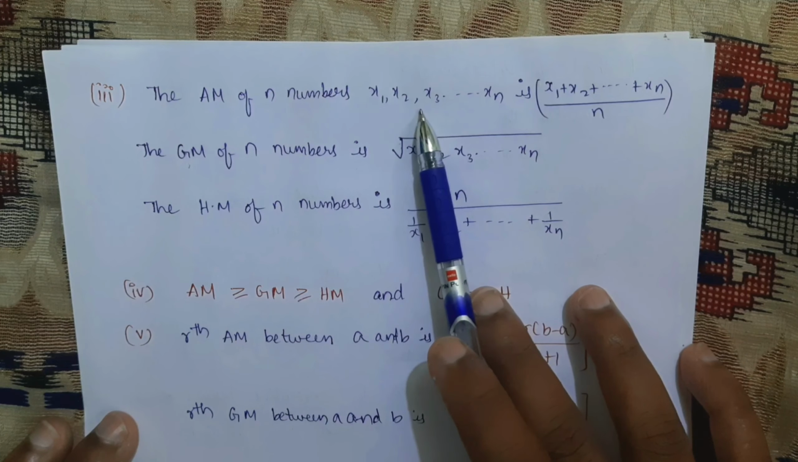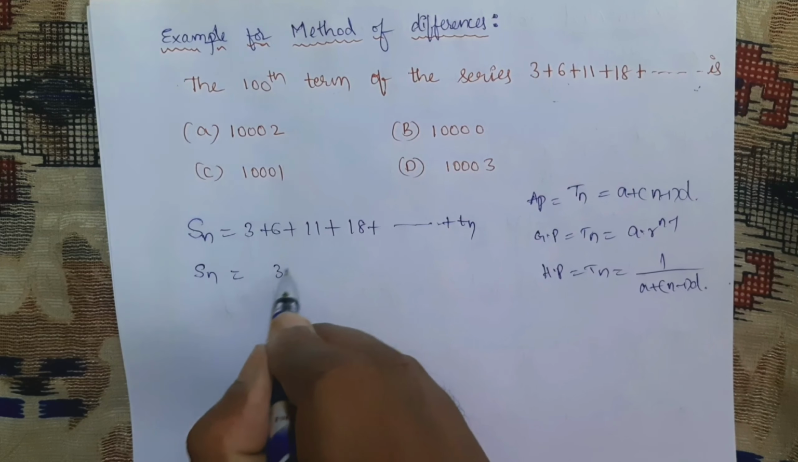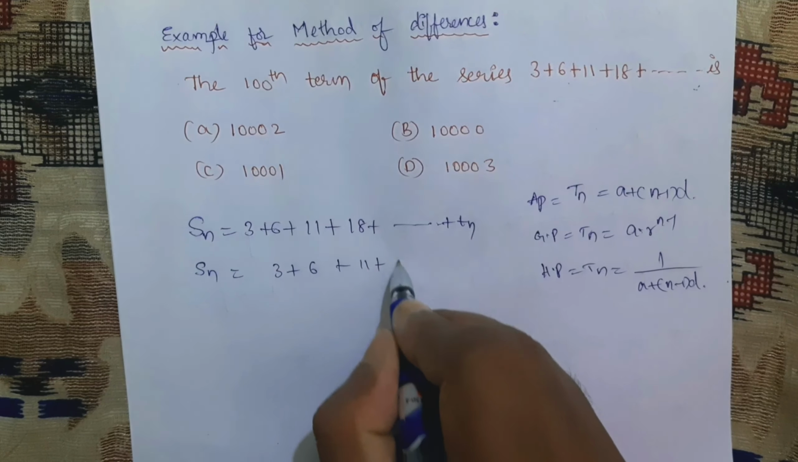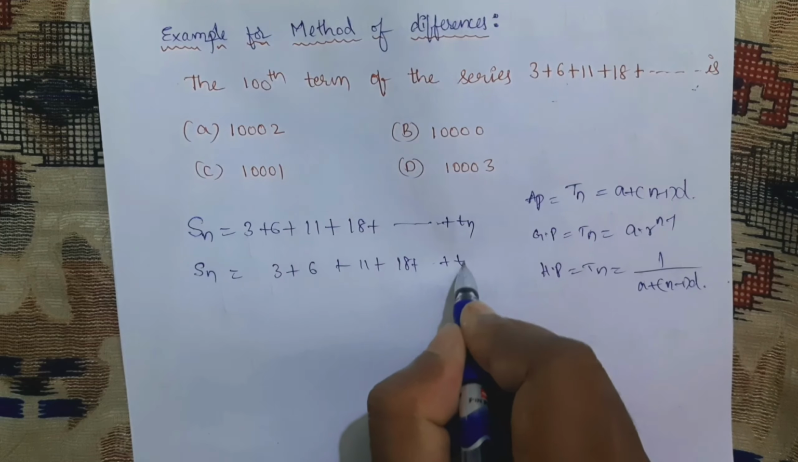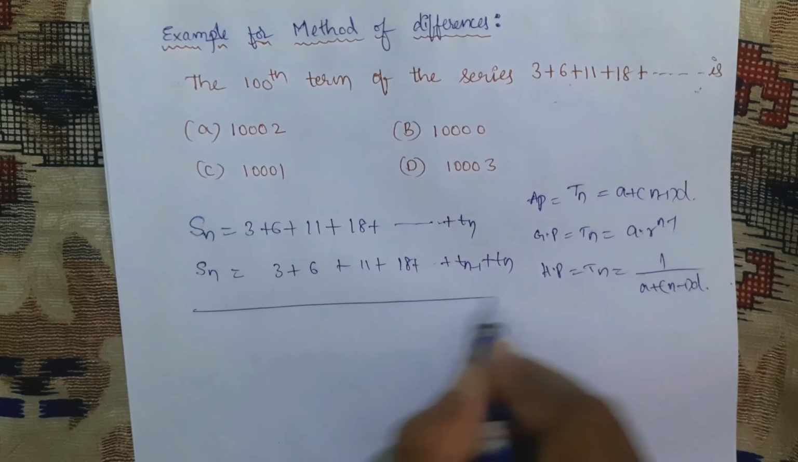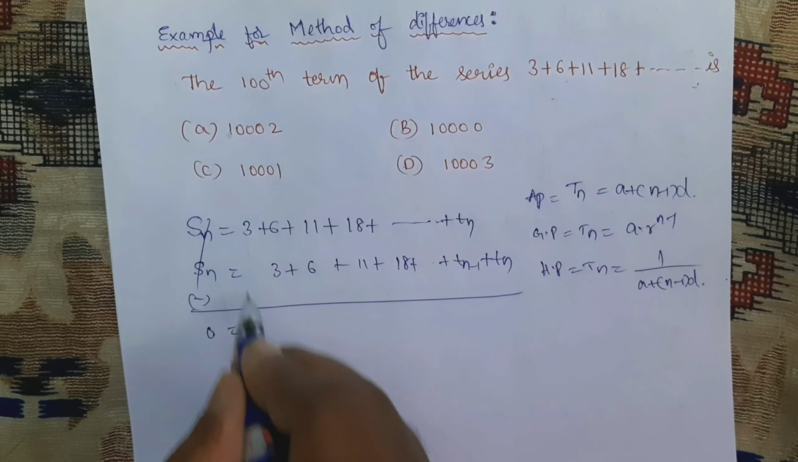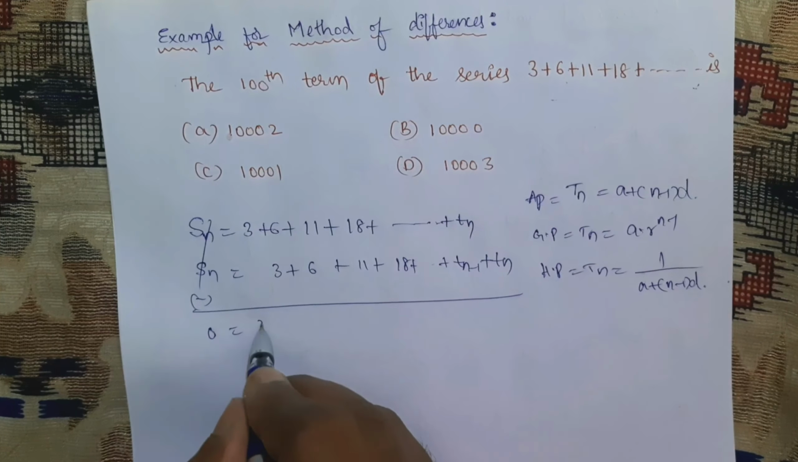First of all I will consider Sn: 3 plus 6 plus 11 plus 18 plus so on, where the last term is Tn. Again I will write Sn with one place gap: 3 plus 6 plus 11 plus 18 plus Tn minus 1 plus Tn. I will subtract these two. You will get 0 here. This is 3. 6 minus 3 is 3, 11 minus 6 is 5, 18 minus 11 is 7, plus so on.